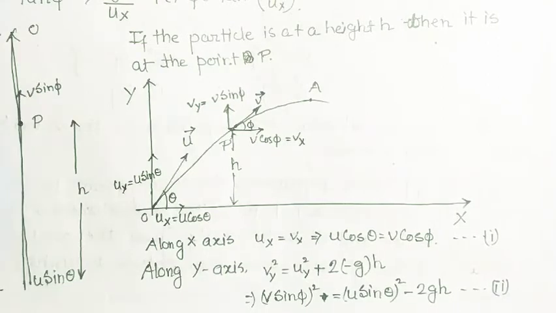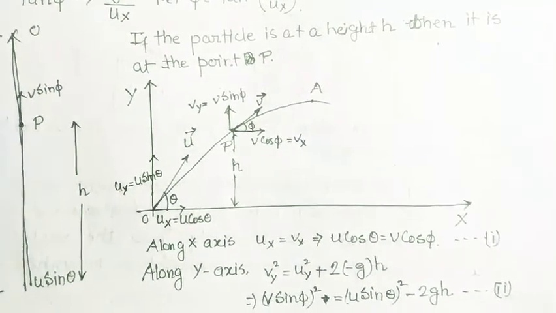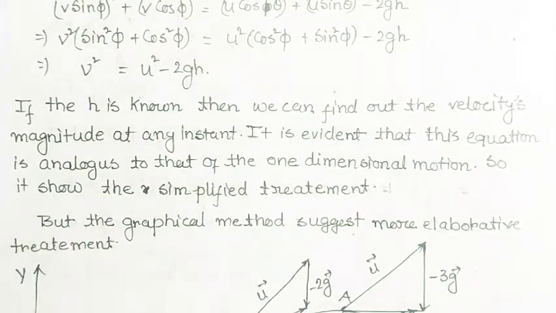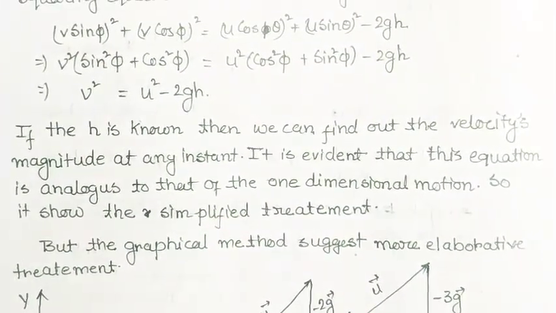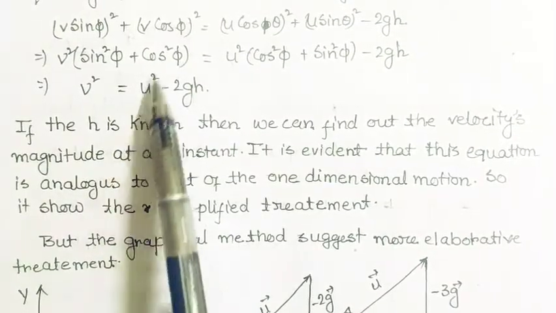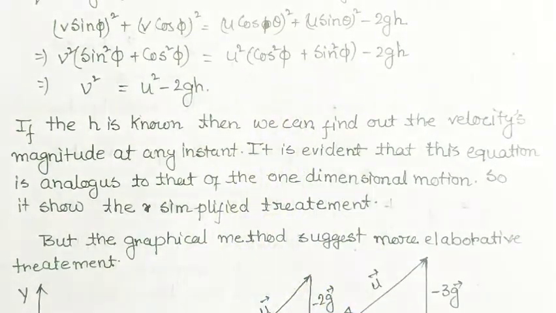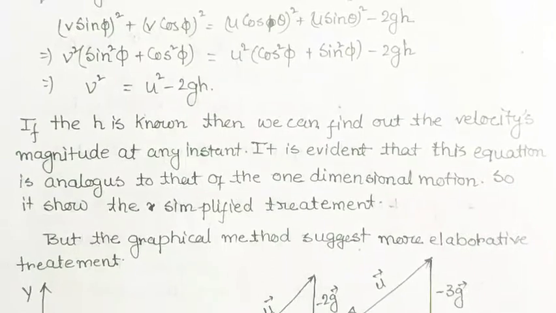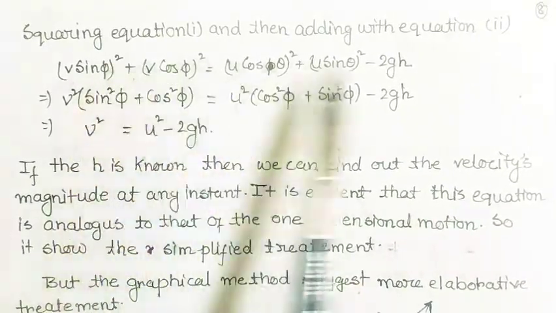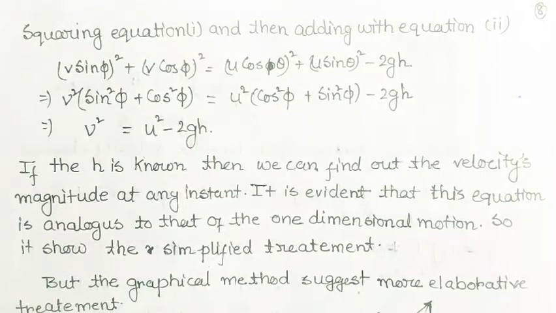Obviously you can do it. I think you know this relation, that is sin square theta plus cos square theta equal to 1. So if I square equation 1 and add it with equation 2, check it. I think you have done this thing, that is (v sin phi) whole square plus (v cos phi) whole square, (u cos theta) plus (u sin theta), squaring equation 1 then adding with equation 2. This procedure I have followed, and I think you have also followed this procedure.